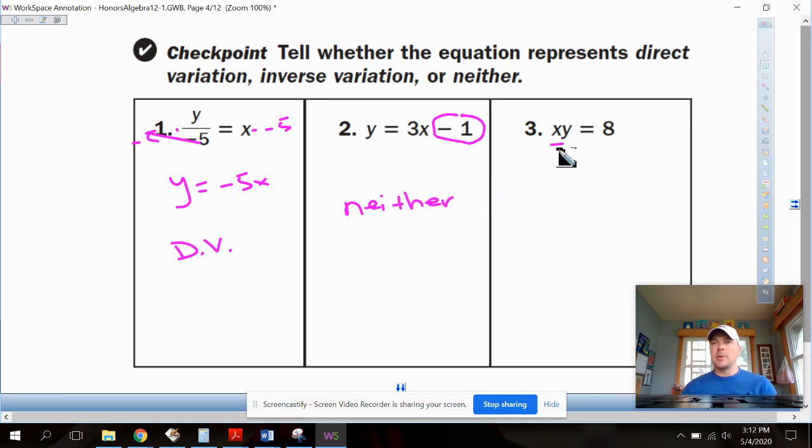And number 3, if you were to get y by itself, you divide both sides by x, getting y equals 8 divided by x. So we've got some number divided by x. It fits the pattern of inverse variation.